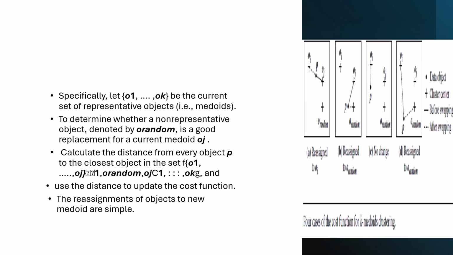Specifically, let O1 to Ok be the current set of representative objects, that is, the medoids. To determine whether a non-representative object, denoted by O random, is a good replacement for the current medoid Oj, calculate the distance from every object P to the closest object in the set. Then use the distance to update the cost function. The reassignments of objects to the new medoid are very simple.